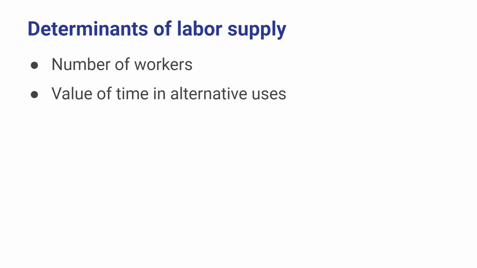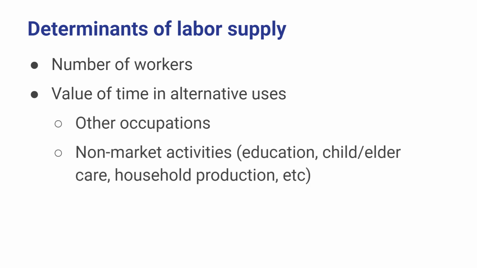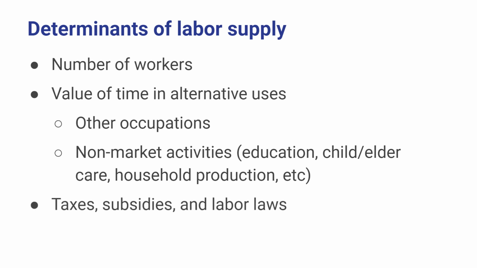Specifically, if time becomes more valuable in either another occupation or in some non-market activity, we'll see fewer people working in a particular job. On the other hand, if the value of time in other uses goes down, if wages in other occupations go down, or if the value of time in other tasks that workers could be doing becomes lower for any reason, we'd expect to see an increase in the supply of labor. Taxes, subsidies, and labor laws could also have some impact on the amount of labor that individual workers choose to provide.